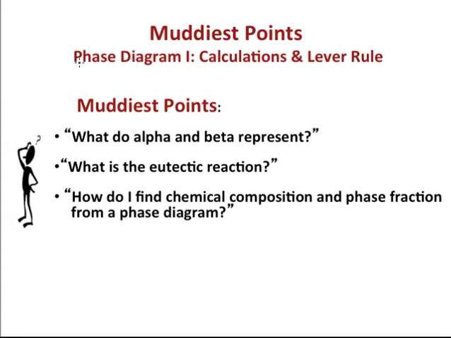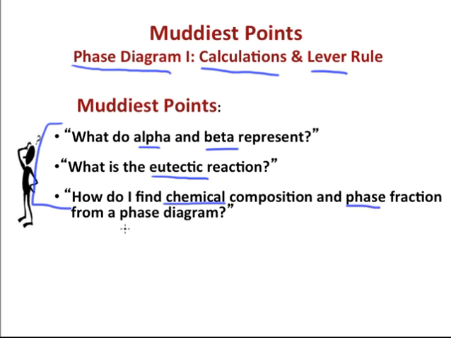Today's screencast is all about phase diagrams, specifically the calculations and lever rule associated with the phase diagrams. Here are some muddiest points collected from students, and in the screencast we will answer, what do alpha and beta represent, what is the eutectic reaction, and how do I find the chemical composition and phase fraction from a phase diagram? If there is a particular topic that you wish to see, there are some hyperlinks right down here. If not, let's get on with the video.